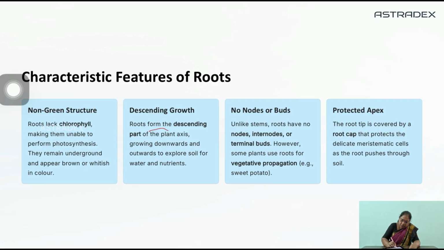Some features of root. It lacks chlorophyll and does not perform photosynthesis. Root forms the descending part of the plant axis, growing downwards. Roots have no nodes, internodes and buds. But some plants use root for vegetative propagation, to multiply. Example, sweet potato. And then the root tip is covered by the root cap that protects the root as it pushes through soil.